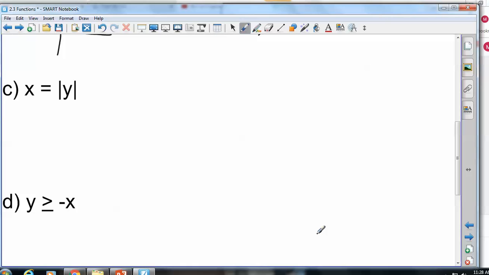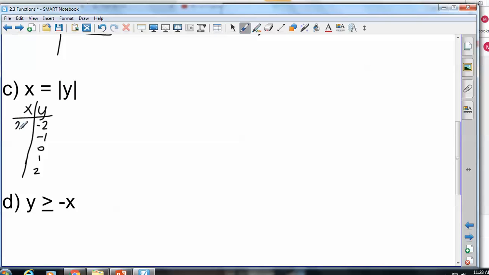Can you graph that one on your calculator? How? You notice on your calculator they're all y equals. Can you do x equals on there? No. But we could graph it by hand, couldn't we? If I wanted to make a t-chart, it would be easiest to plug in numbers for y. So let's try some negatives and some positives.